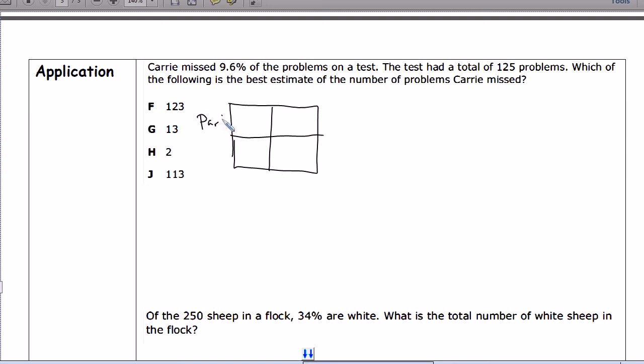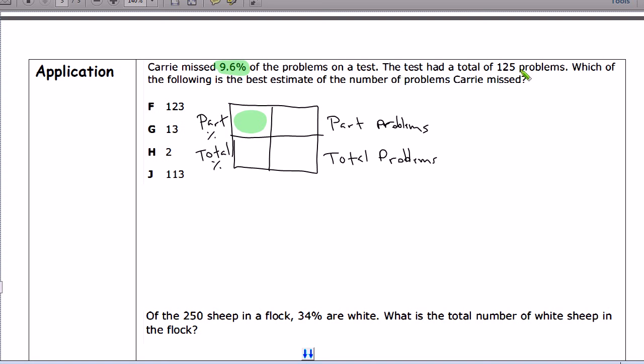This is the part of the percent, and this is the total percent. This is the part of the problems that you missed, and this is the total amount of problems. Okay, so let's highlight the important information. Okay, so Carrie missed 9.6%. There's my percent that goes right here. Okay, that number goes right there.